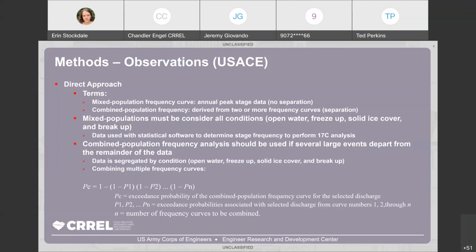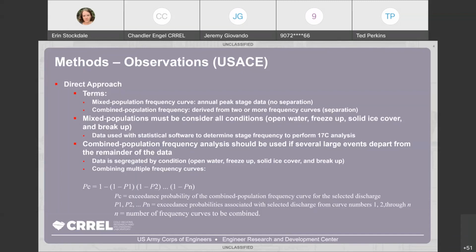The combined population frequency analysis, in contrast, would be where you have to dig a little deeper and find out what events are caused by what sort of mechanism. So you would want to potentially segregate the data into the open water stage, high stage events, and freeze-up jams. You may even want to go as far as having freeze-up and breakup jams, and then also maybe look at just solid ice cover, the peak stages where you had only ice cover but no ice jam present.